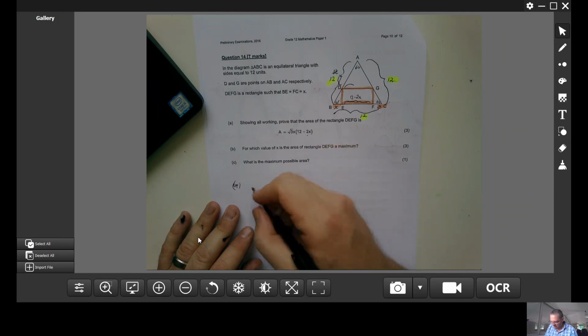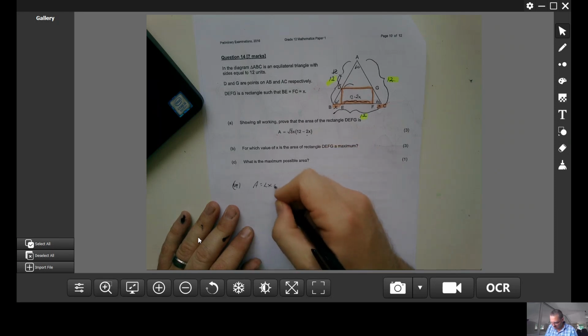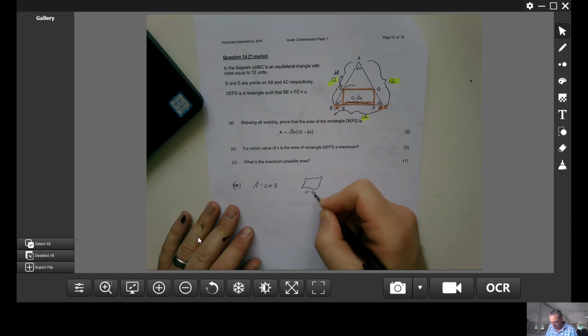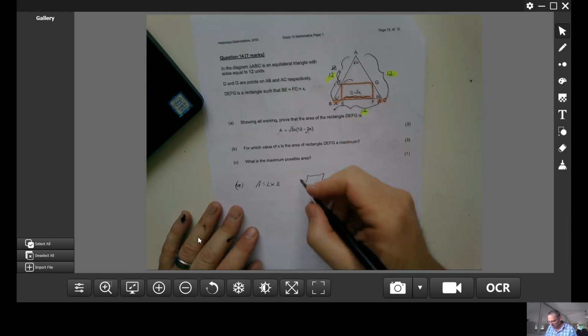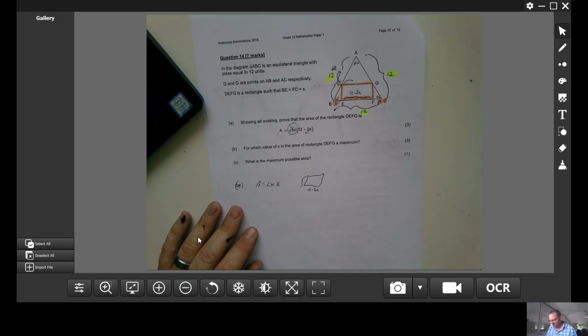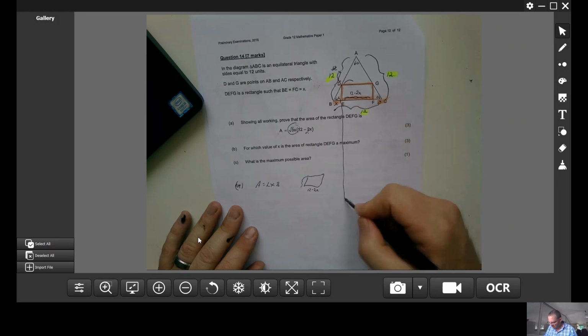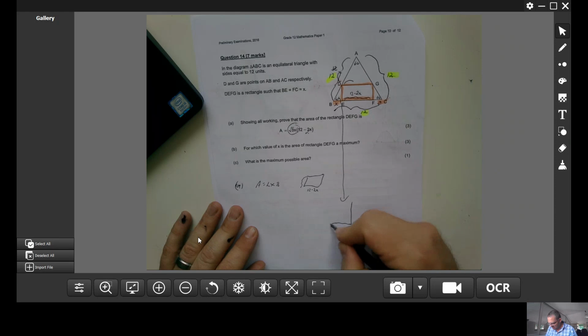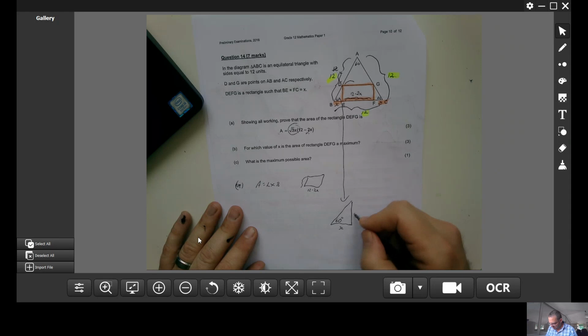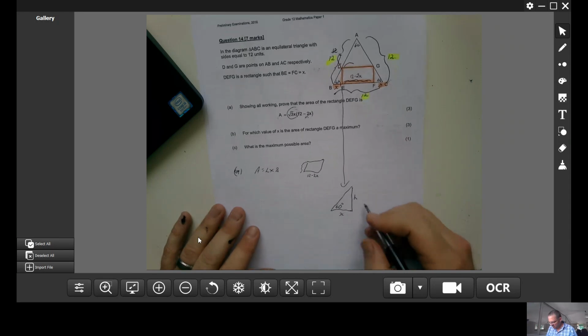So an area of a rectangle is equal to length times breadth. Well, we know the length is 12 minus 2x, so that's that bit over there. So hopefully we can show the height over here, or the breadth, is equal to root 3 x. So the trick is, you've got that triangle over there, right? And in that triangle, this is 60 degrees, and this is x. So how can we find this height in terms of x?